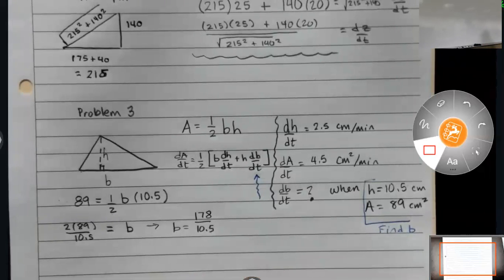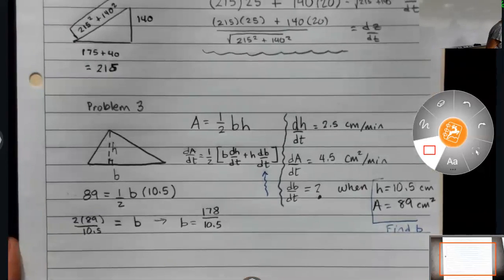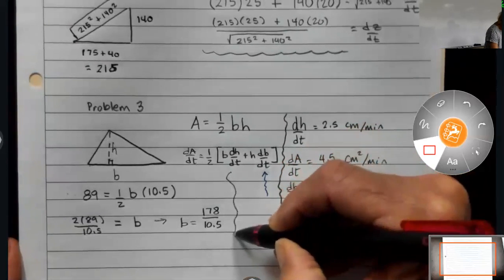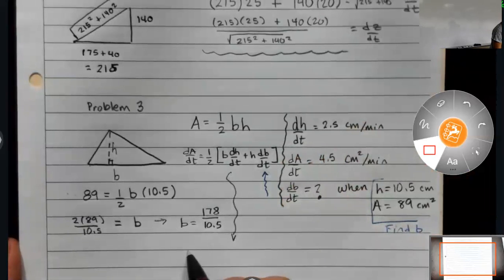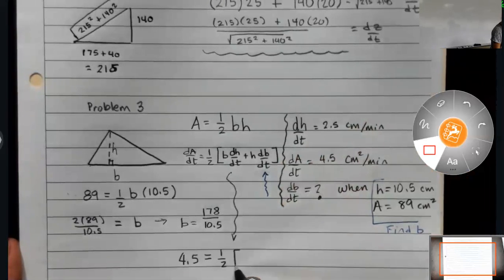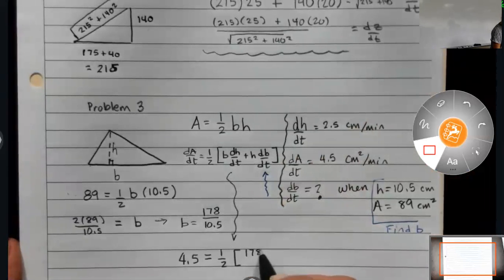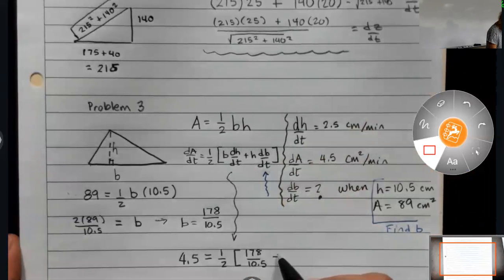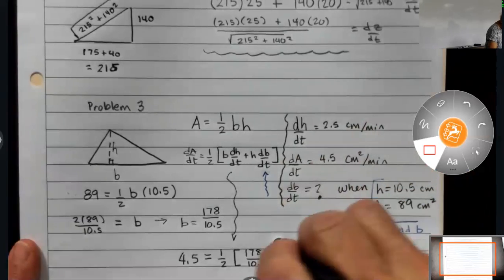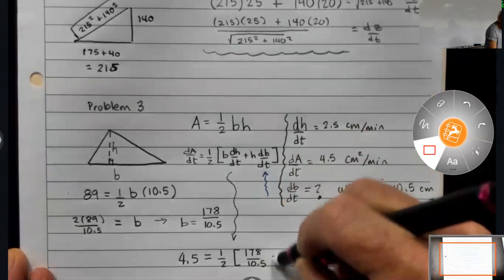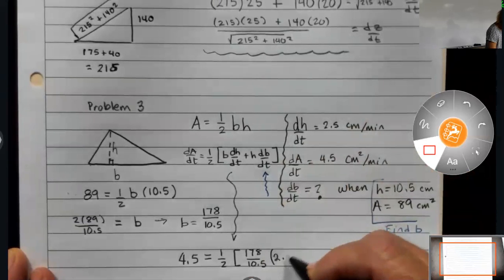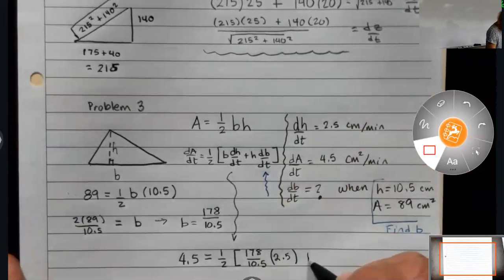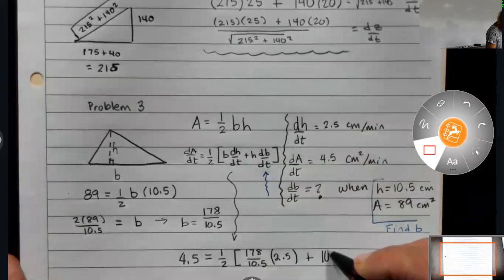We're going to put all of our numbers into our equation right here. So I have dA/dt is 4.5. Here's the 1/2, our brand new value of B. Plus H. Oops, sorry, dH/dt is 2.5. Put that in there. Plus H. H is 10.5. dB/dt is what we're solving for.